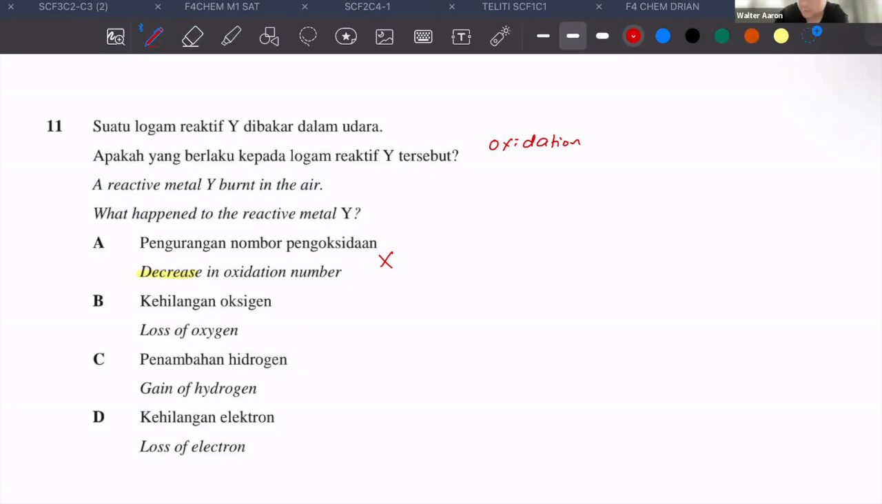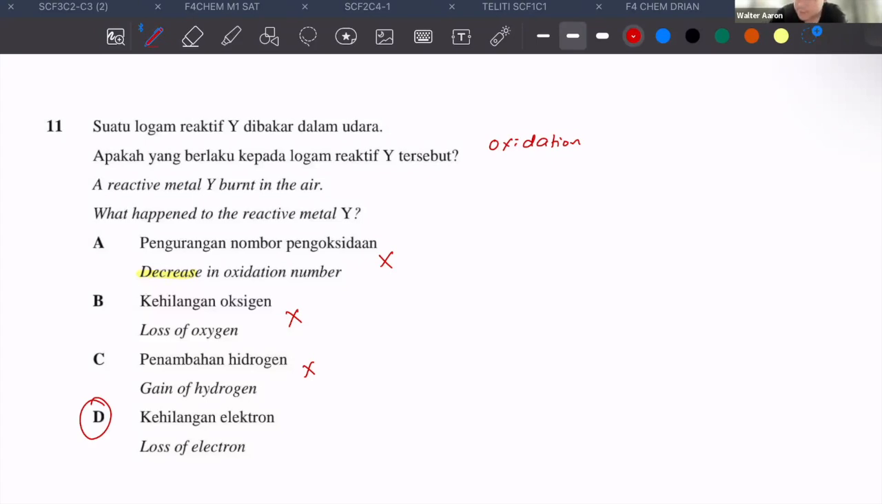Does it lose oxygen? If it loses oxygen, then it is also reduction, so it must not be oxidation. Does it gain hydrogen then? If it gains hydrogen, it's also a reduction process, so that's definitely not an answer as well. So the only possible answer for number 11 is D, because loss of electrons actually indicates that it is an oxidation process. So we're going to pick that answer.